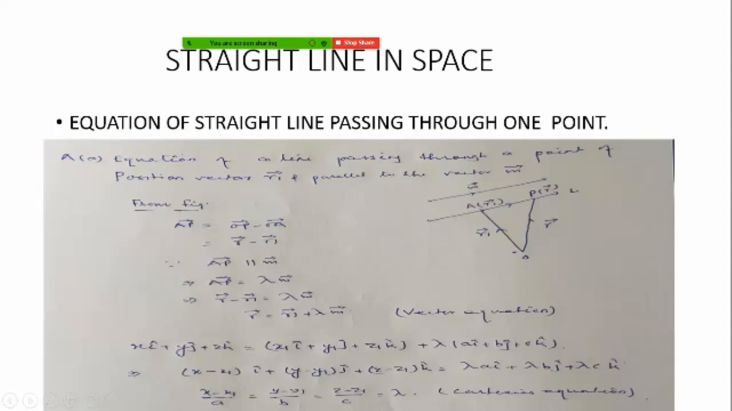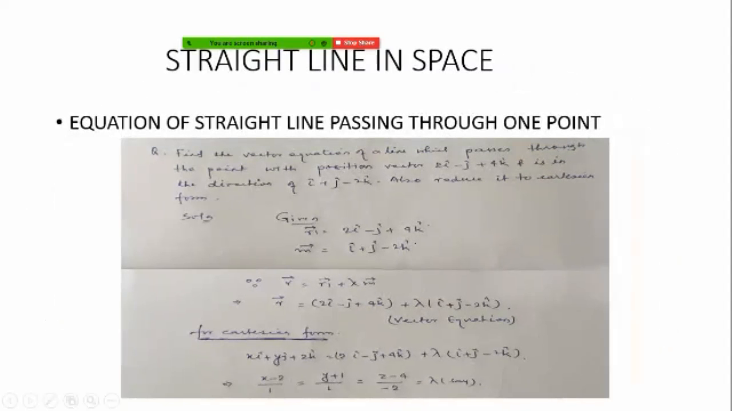And these things can be written by only equating the coefficients of i vector, j vector, and k vectors. Now next is the equation of a straight line passing through one point. There is a question, you see.